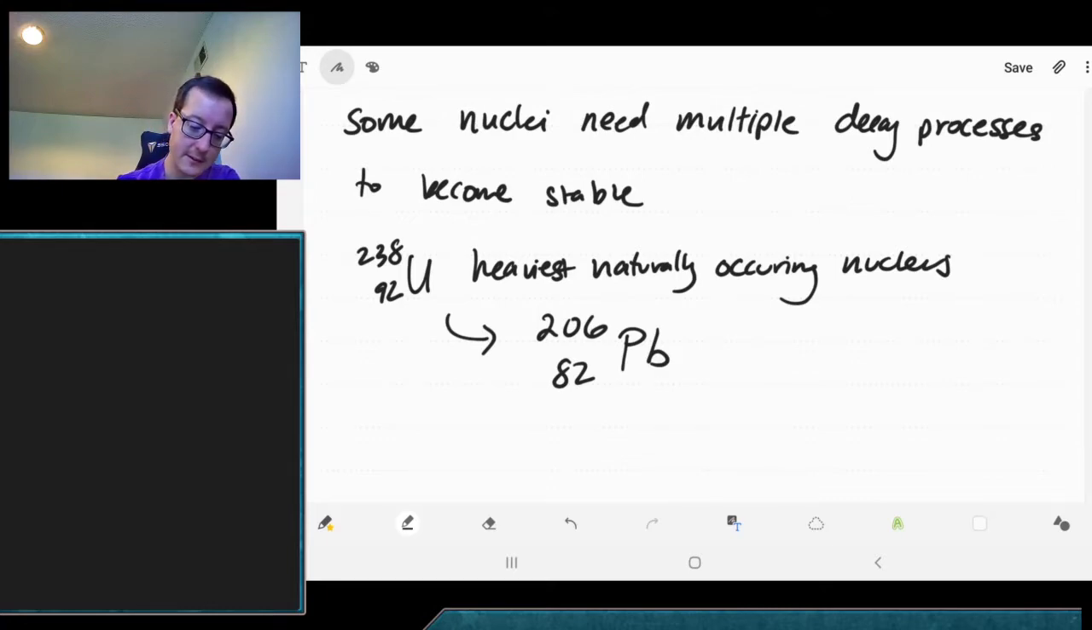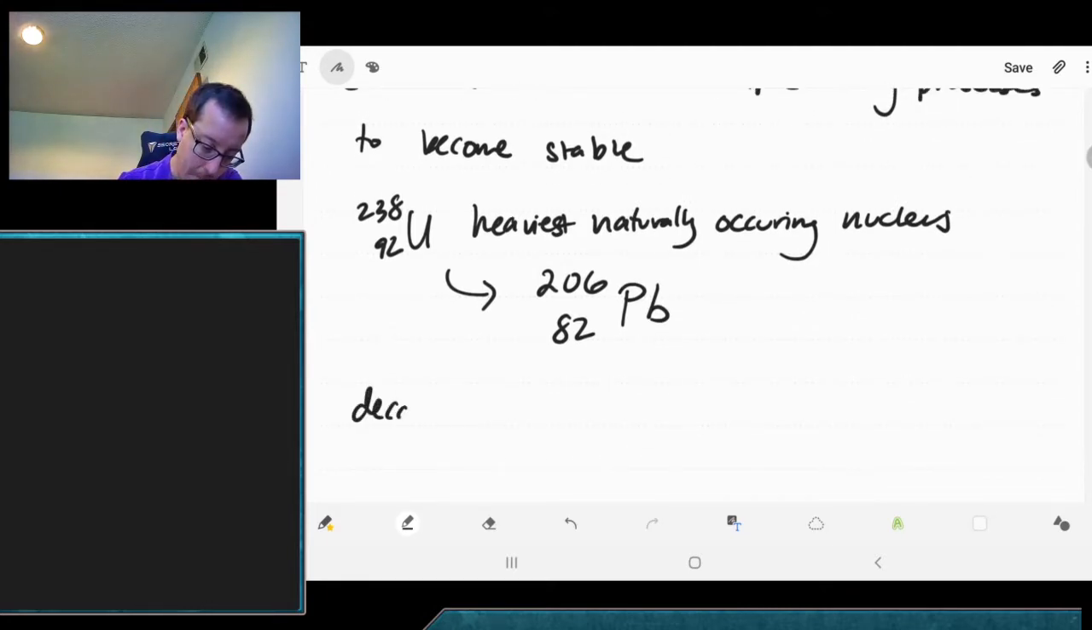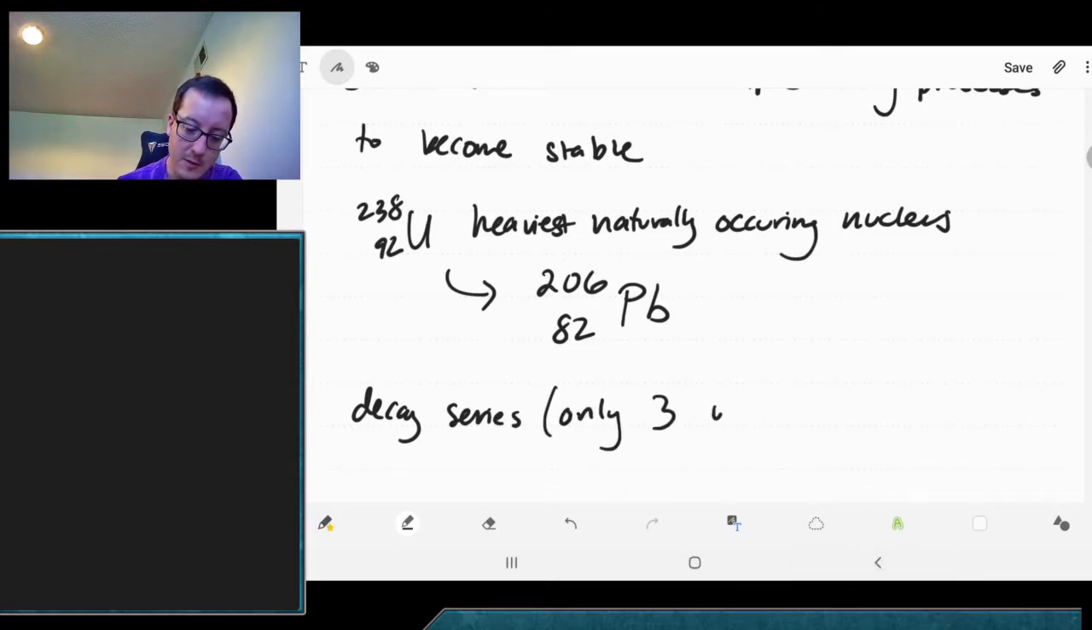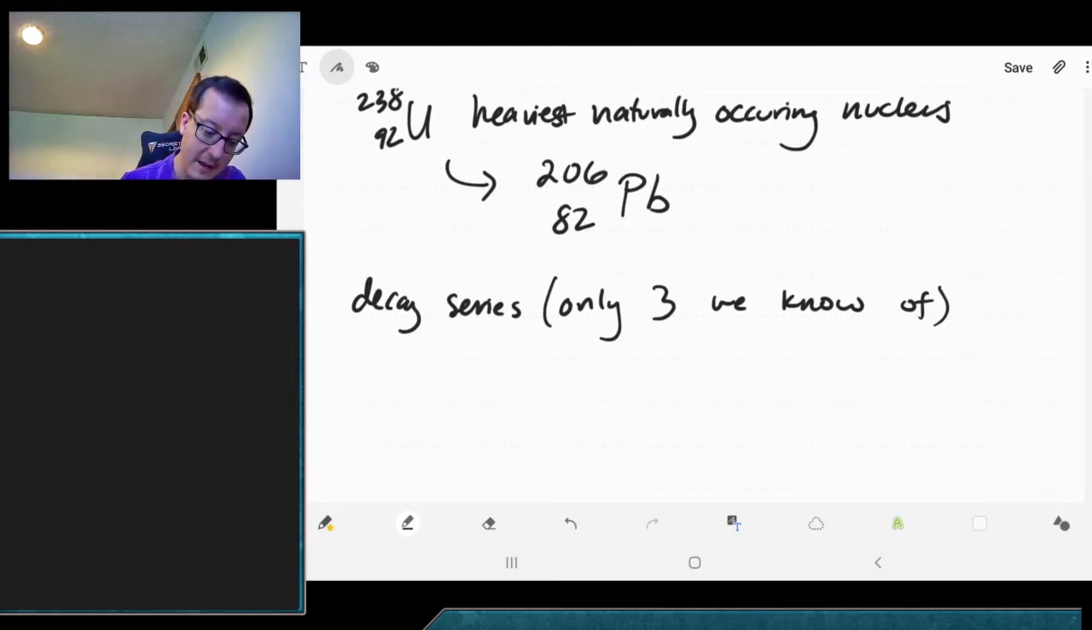This is called a decay series, and there are only 3 that we know of. We have 2 isotopes of uranium and 1 of thorium that do decay. This is just one example of one of them, but through this, we can see we're going to have a ton of different processes that happen.